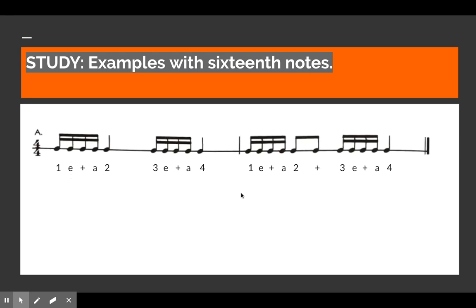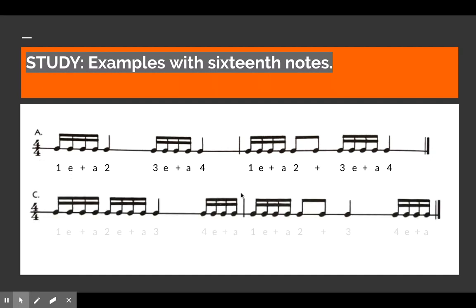Here's 16th notes. 1 e and a 2, 3 e and a 4, 1 e and a 2, and 3 e and a 4. We see 16th notes, quarter notes, and eighth notes in these examples.